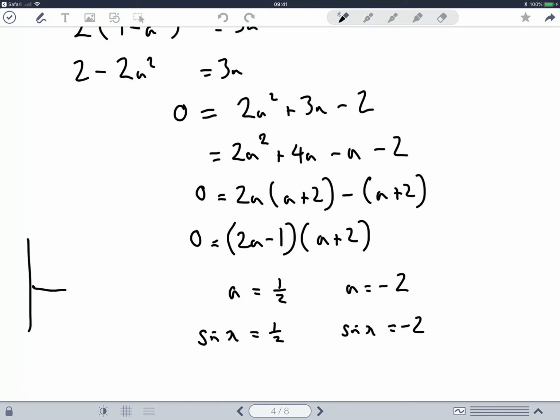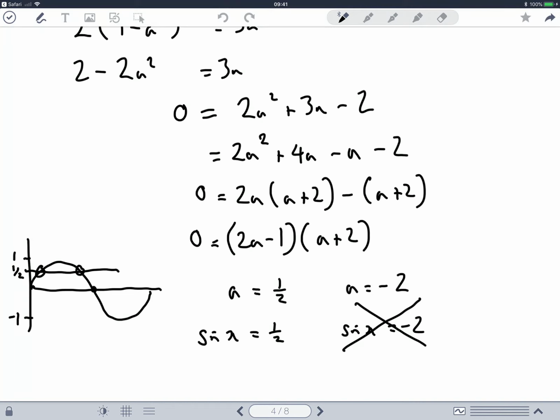Now the sine of x function between 0 and 360 looks like this, kind of, where it has a range between minus 1 and 1. So sine of x equals negative 2 is not going to have any real solutions. So sine of x equals a half means I just draw a little line like that, where it's going to cross the y-axis at half.